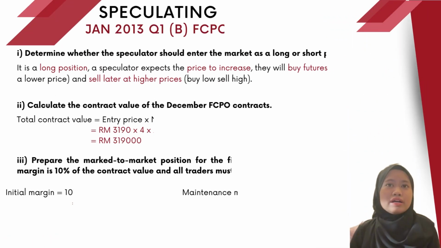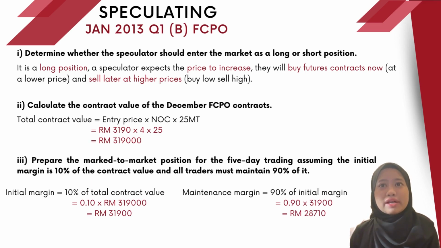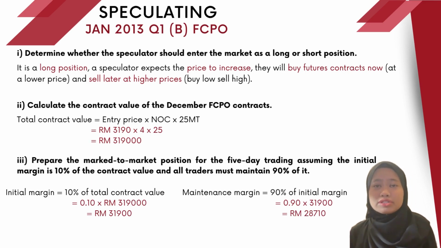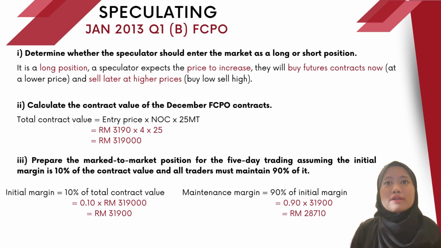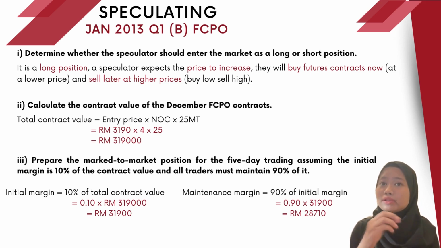Moving on, the position is identified as a long speculating position based on this question, because it says that the supply of this good will likely go down because there are not enough supplies. That's why the price is expected to go up. If a trader thinks the price will go up, they will buy a futures contract now, when the price is lower, and then sell later when the price is higher, which is buy low, sell high.